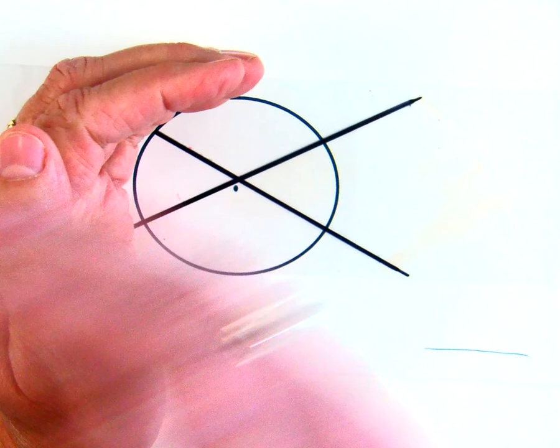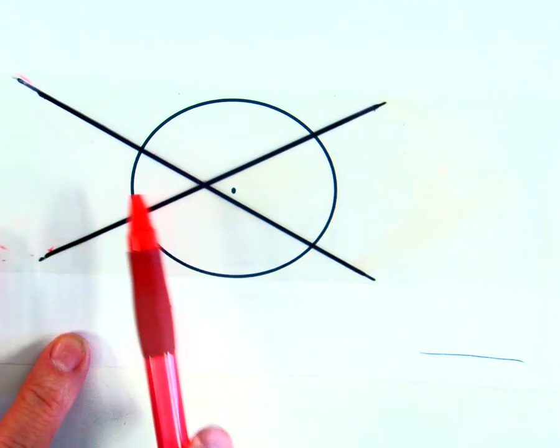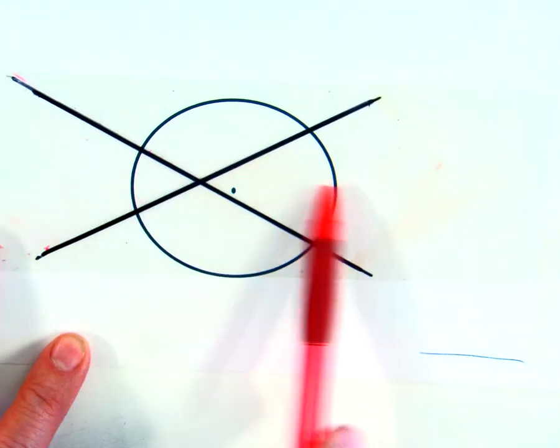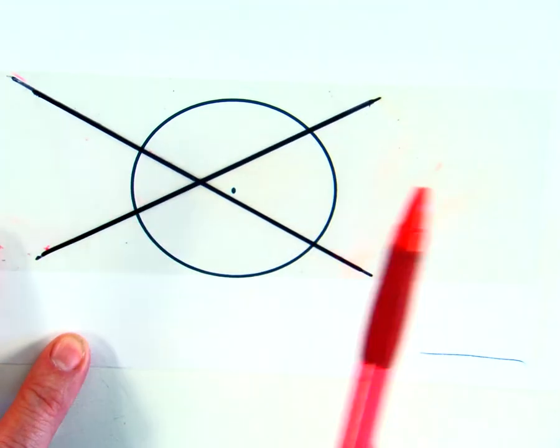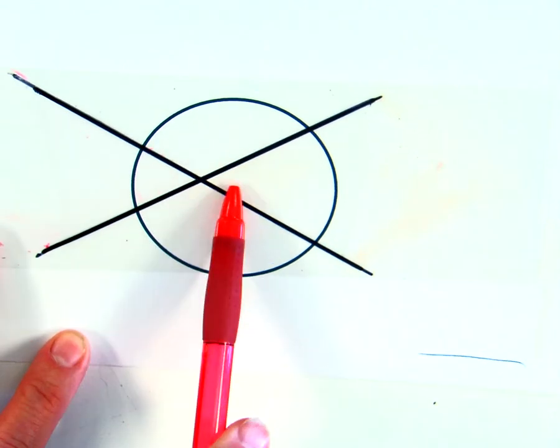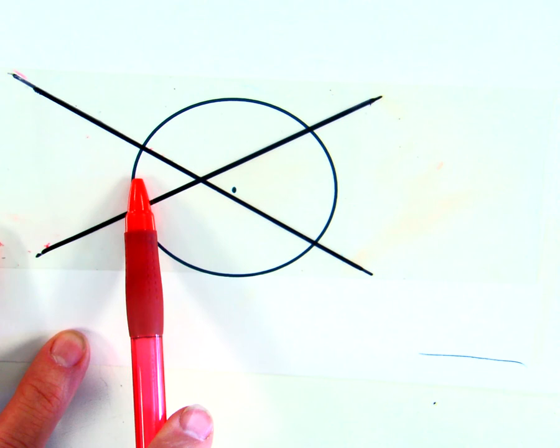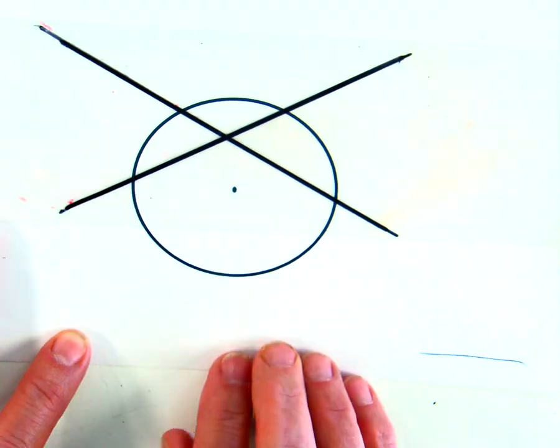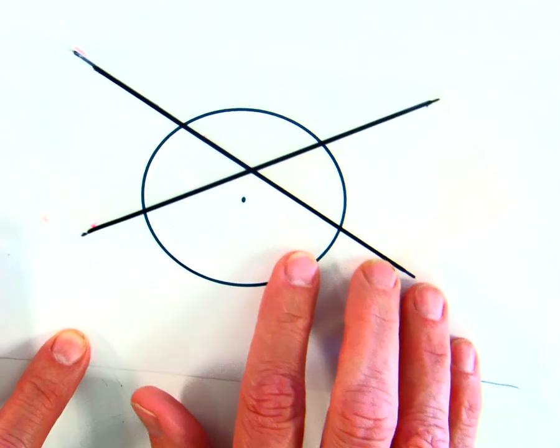So again, what can we do? Measure this arc, measure this arc. If we know the measure, we know the measure. Add it up, divide by 2. That'll give us the measure of the angle. And it's vertical. Hopefully you can see that happens. Even when it's all crookedy, it still works.